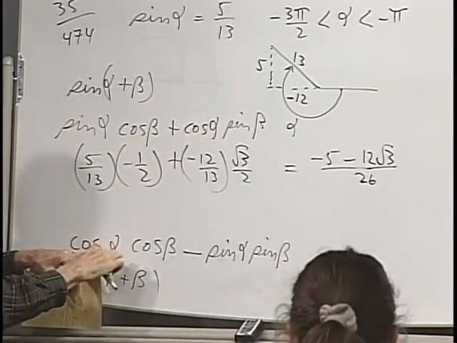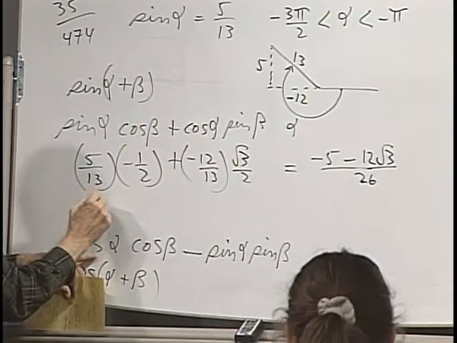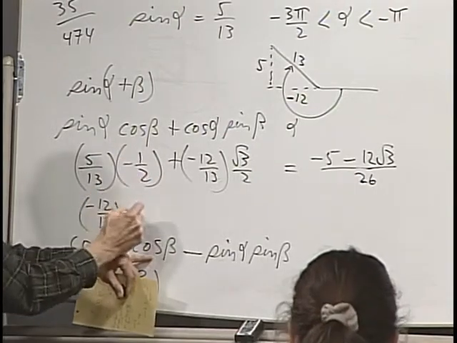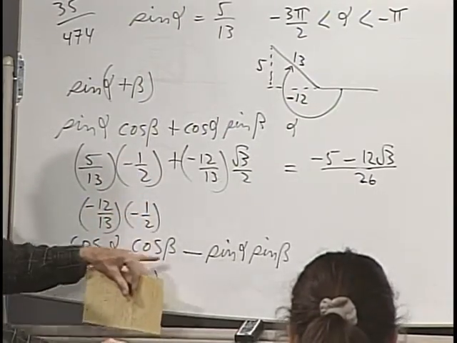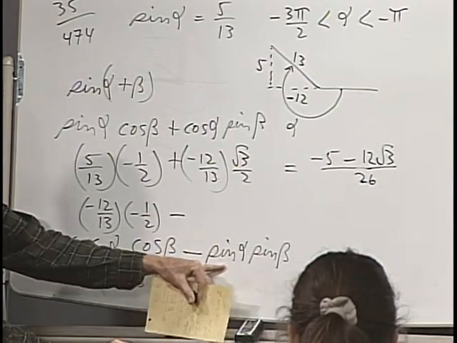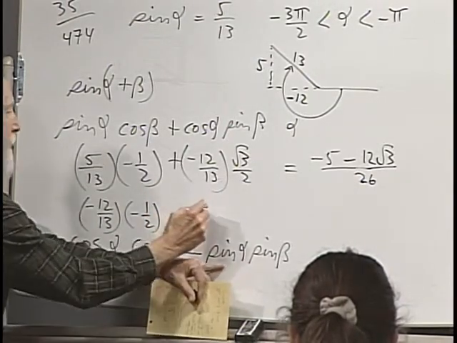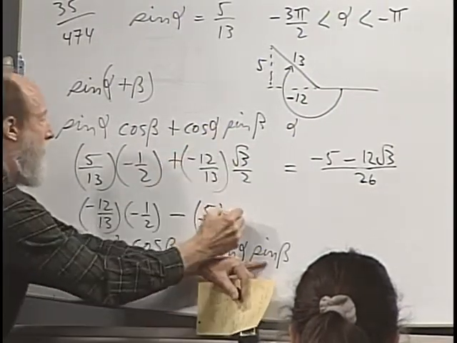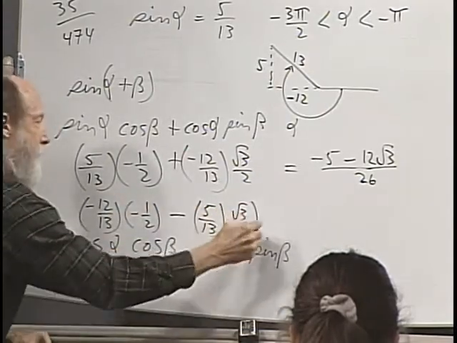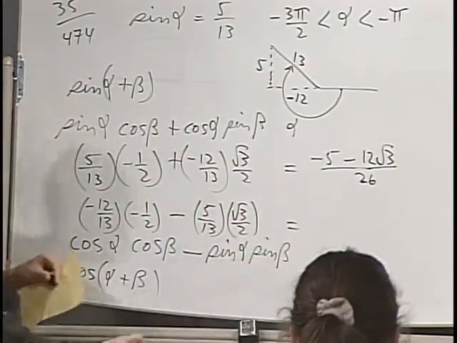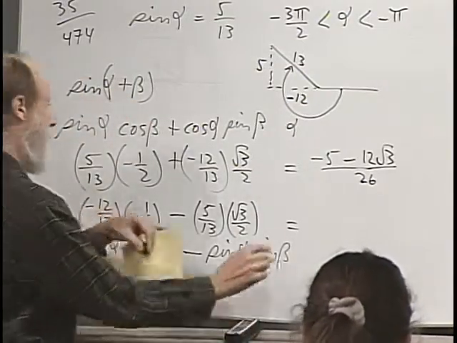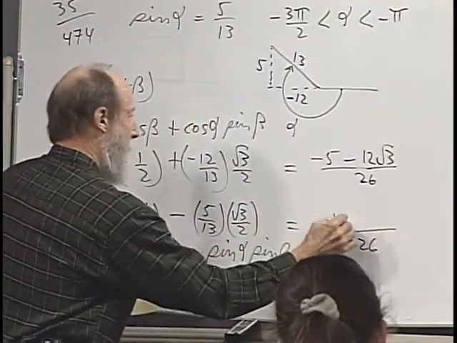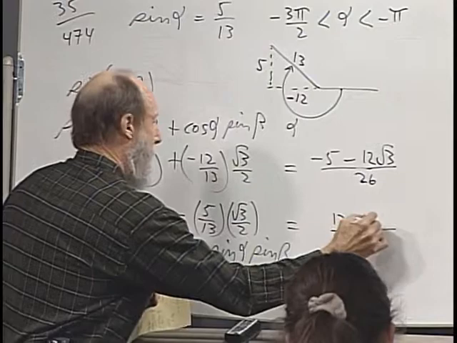So all I'm doing is I'm looking for my cosine alpha reading, which is minus 12/13. The cosine beta is right here, minus 1/2. Minus, subtracting, the sine of alpha is 5/13. And the sine of beta is radical 3/2. And so then, cleaning that up without making a mistake on this, the common denominator is 26. And the numerator is a positive 12 and a minus 5 radical 3.